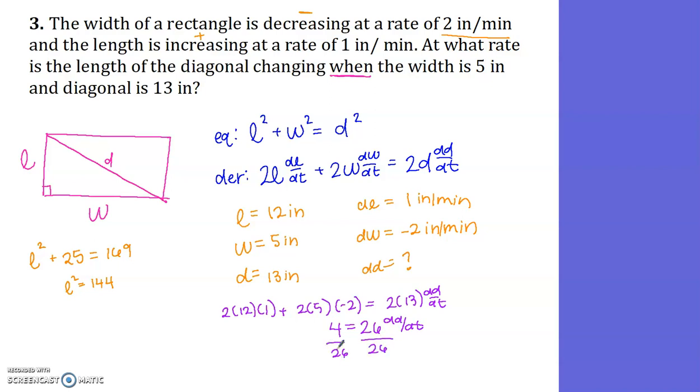Divide by 26. And then 4 divided by 26 will give me the rate at which the diagonal is changing, and that is 0.154, and my rates are in inches per minute. So since this rate is positive, it means the diagonal is increasing in length at that point.